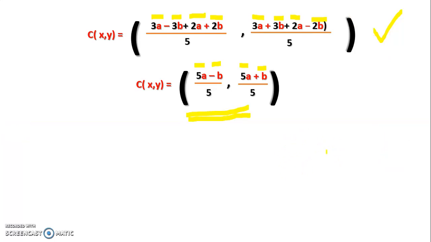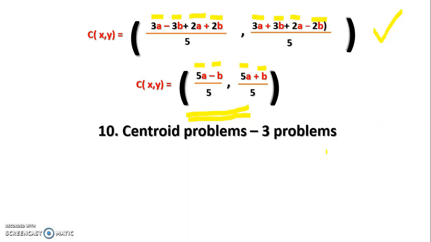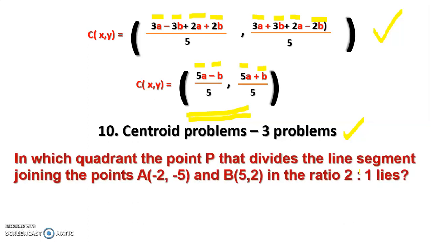So practice it, because when variables are there in the problem, there is a little bit of confusion. No need to worry about that. You can practice, it is very easy. Next one, the centroid problems. 3 problems are there in the centroid. Already I explained about the centroid. I created a separate video about the centroid, so those are direct problems. You can do that after listening to that video.